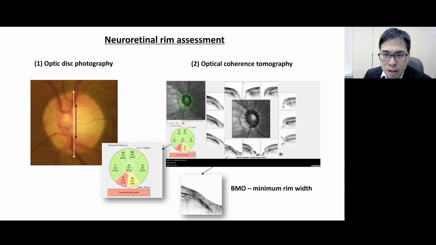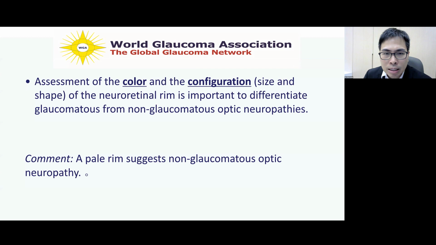But does it mean that we can rely on OCT without looking at the optic disc using our slit-lamp biomicroscopy? The answer is no. We still need to examine the optic disc with clinical examination with our slit-lamp biomicroscopy, because assessment of the color is actually very important to differentiate glaucomatous from non-glaucomatous optic neuropathies.